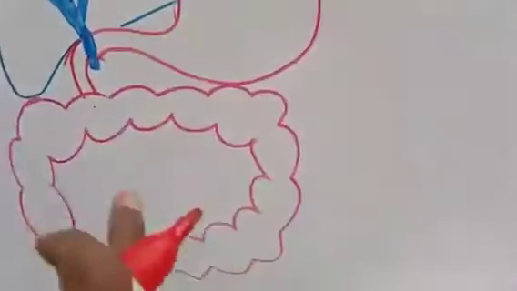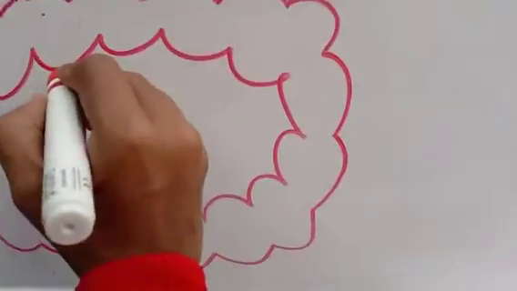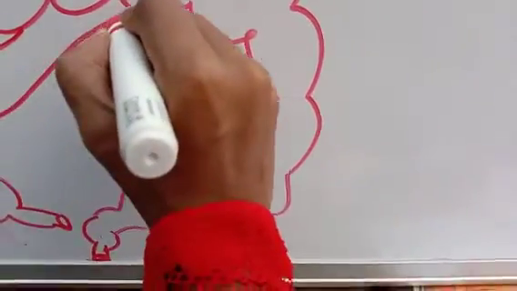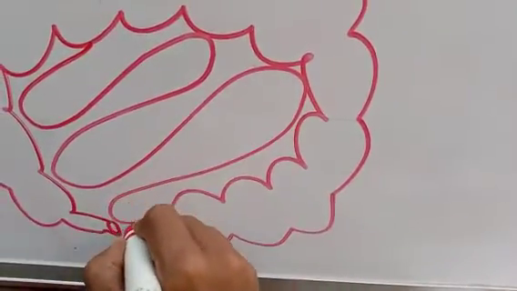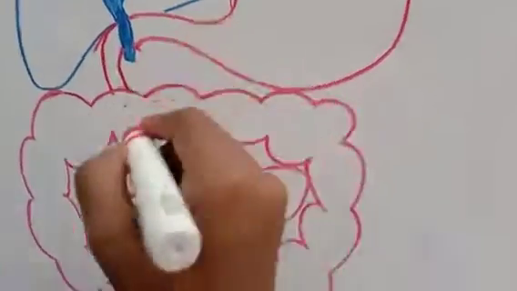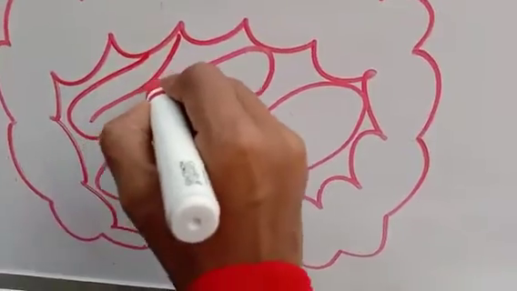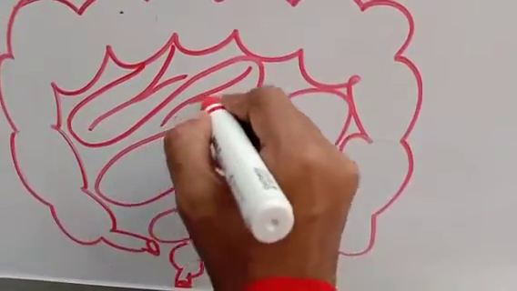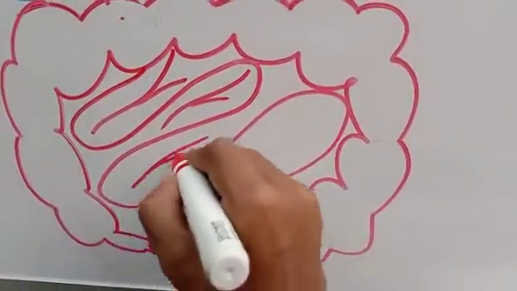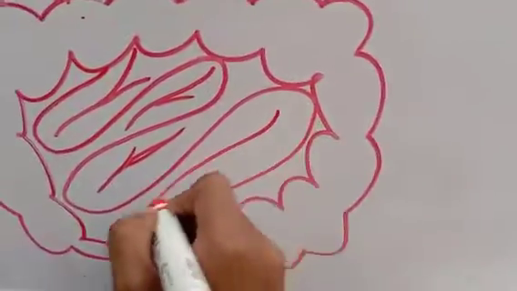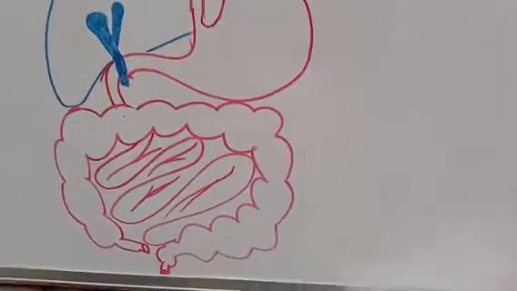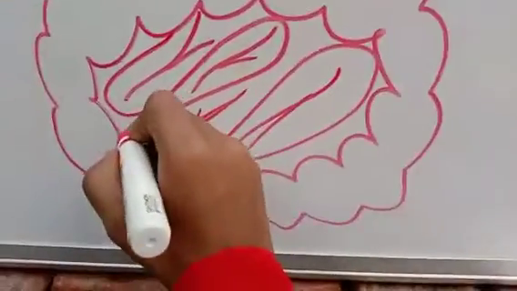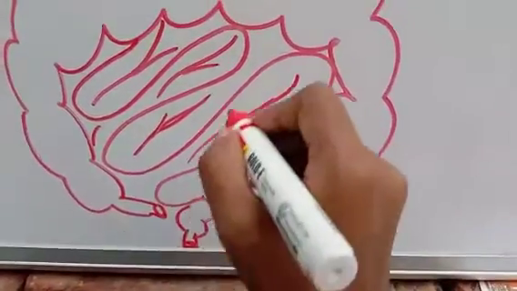Okay, in that there is the small intestine. How to draw the small intestine? Make like this. Fine. Then draw lines like this. It will give the effect of a small intestine, that there is a pipe. See? Fine. Got it? This is a diagram.